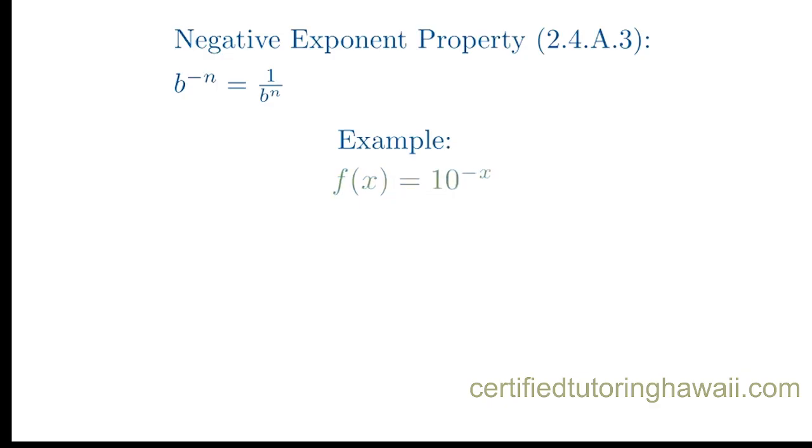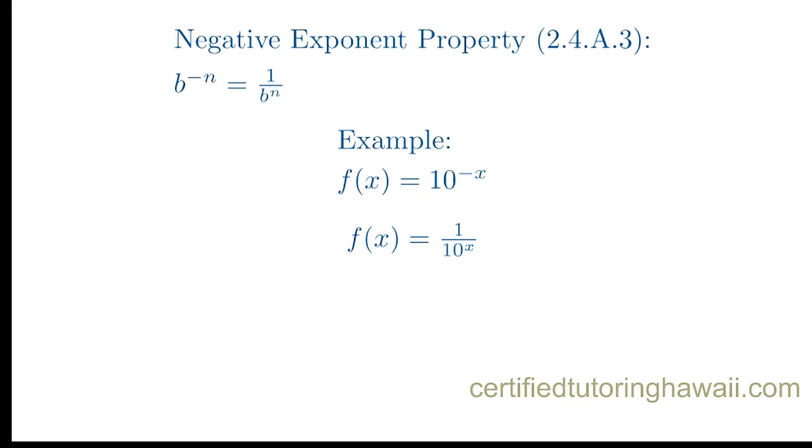We can rewrite this using our new property, where the exponent is negative x. We can rewrite 10 to the power of negative x as 1 divided by 10 to the power of positive x. This is the reciprocal, and you can see that as x gets larger, the denominator gets larger, so the overall fraction gets smaller, confirming decay.